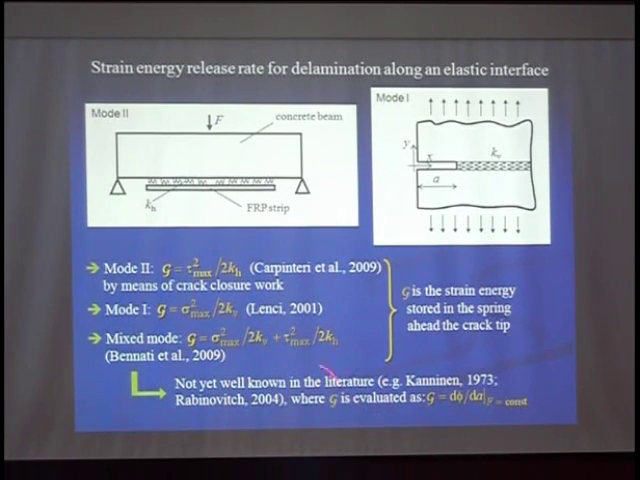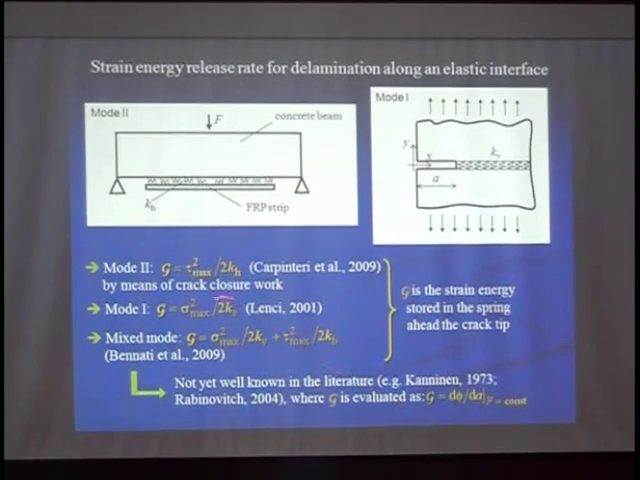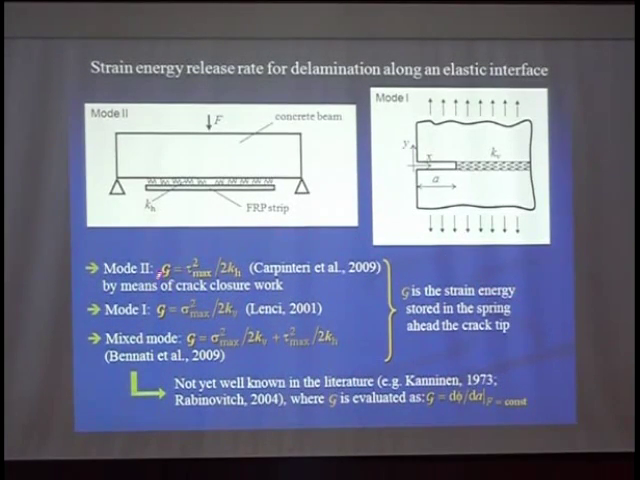But to my best knowledge, this formula is not yet very well known in the literature, where G, also in the case of the elastic interface, is often evaluated as the derivative of the strain energy of the whole structure with respect to the crack length at constant load. Of course, this evaluation is more complicated than this formula. Anyway, the expression is reasonable in the sense that G is nothing else than the strain energy stored in the first spring at the crack tip, in this spring.